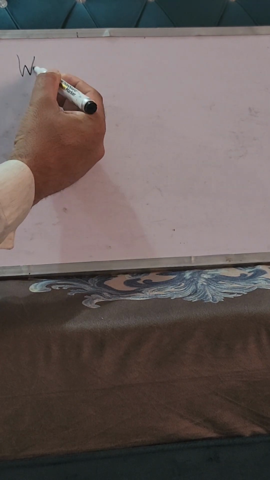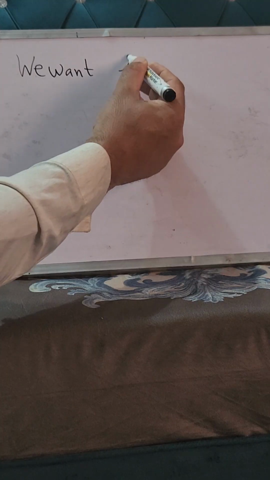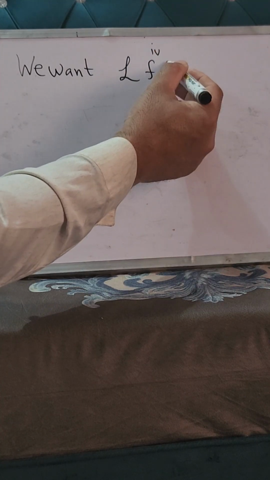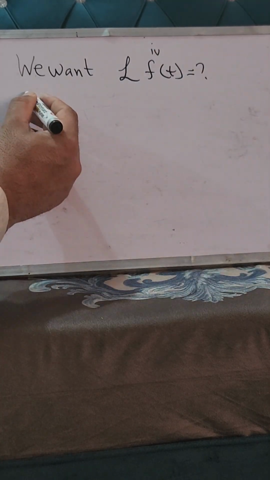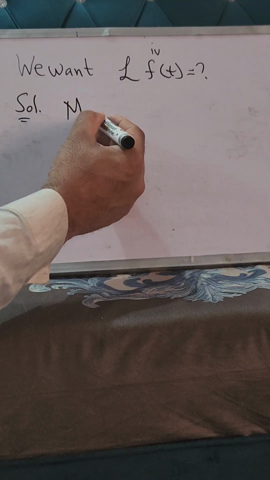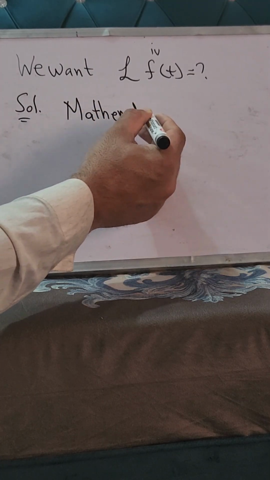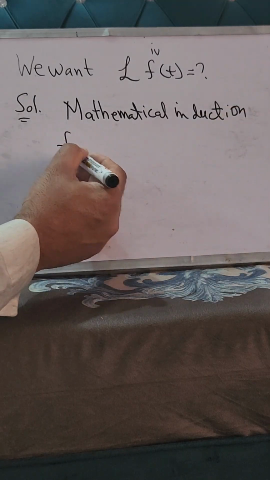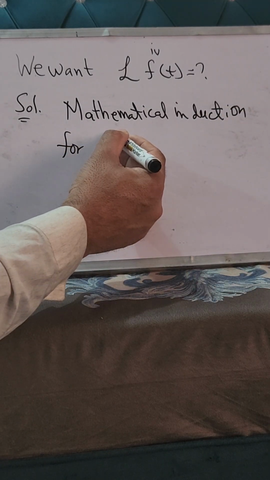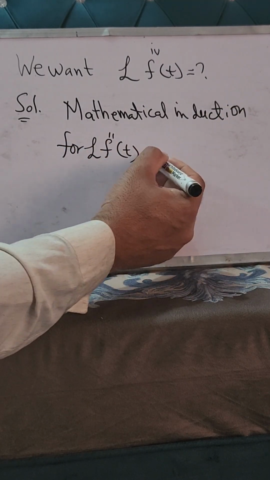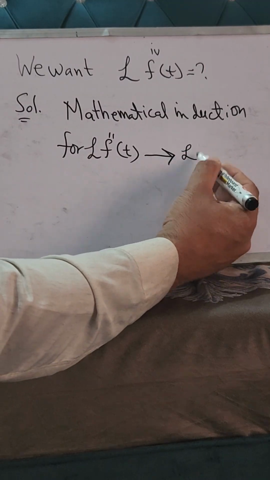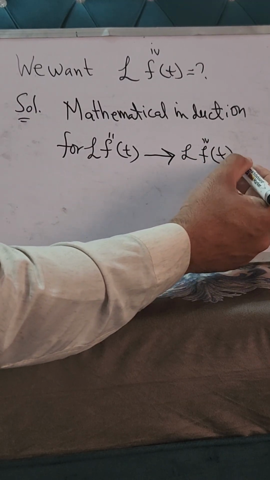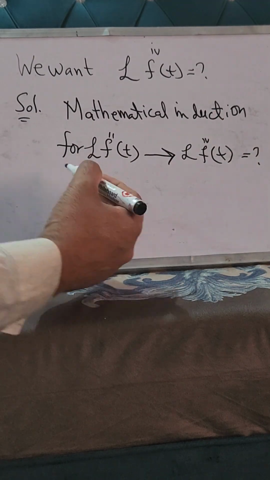Here we want to find the Laplacian of the fourth derivative of f of t. Solution. We shall use mathematical induction. From the Laplacian of the second derivative of f, we'll generalize a relation for the Laplacian of the fourth derivative. How? We shall see in later steps.